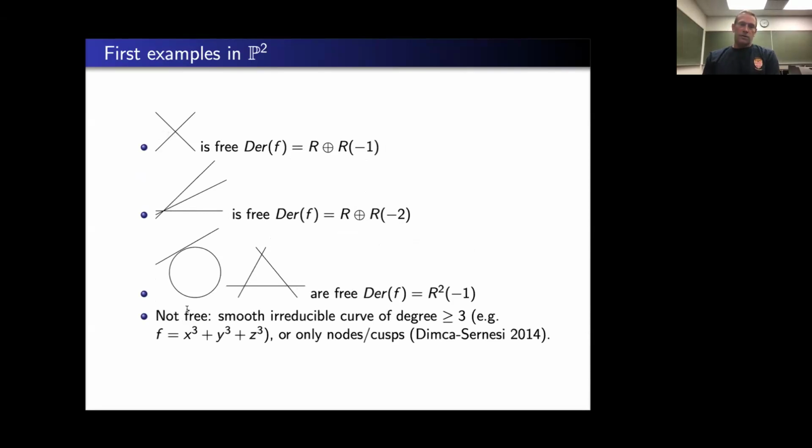What are non-free things? So this might make you think that lots of arrangements are free. So first off, a smooth irreducible curve is always going to be non-free. And even if you allow nodes or cusps, this also will not be free.